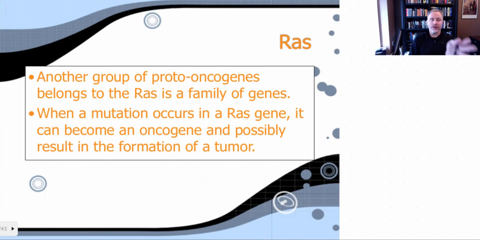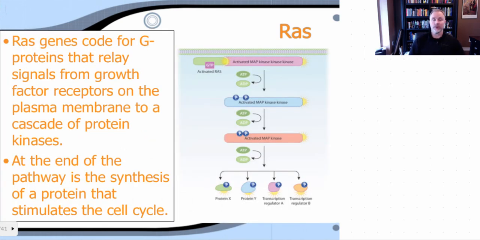Again, these are genes that if they get mutated become oncogenes and can give rise to tumors, but this belongs to the RAS family of genes, and the name comes from studying these things in rats. They're called rat sarcoma, and these give rise to tumors in rat cells. So when they were studying these things, that's where the name of this protein came from. And when you get a mutation in a RAS gene, it can become an oncogene and possibly lead to the formation of a tumor as a result of that.